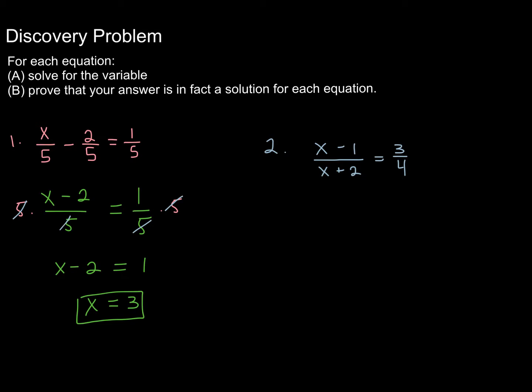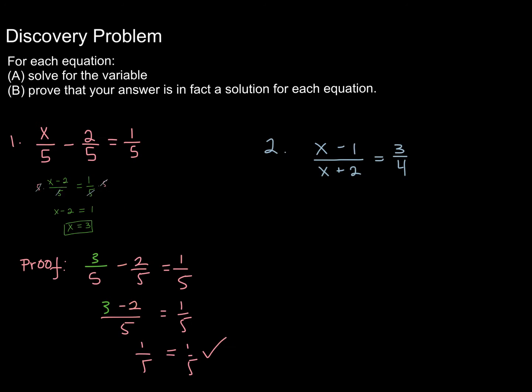Alright, at this point, let's go ahead and prove that our answer works. How will we do that? Well, we can take our value of x, go back to our original equation, and substituting x with 3, we can check that the equation works out. And once we do that, the work is pretty simple to show that the left side of our equation equals 1/5, as does the right side.